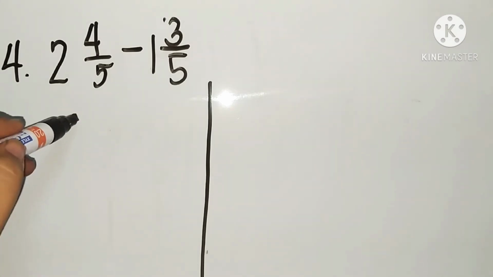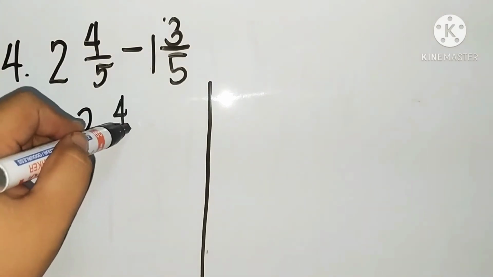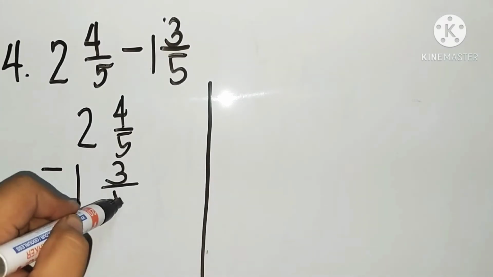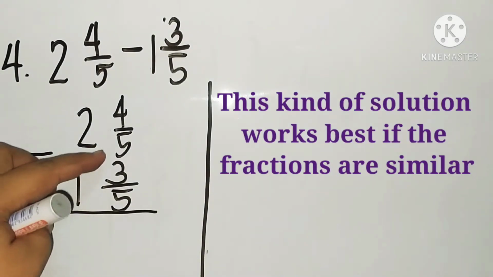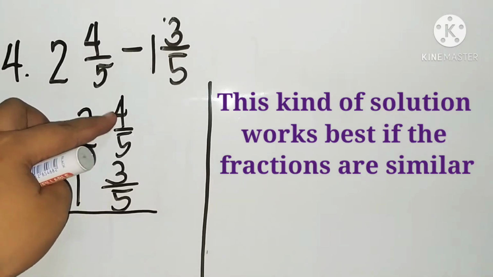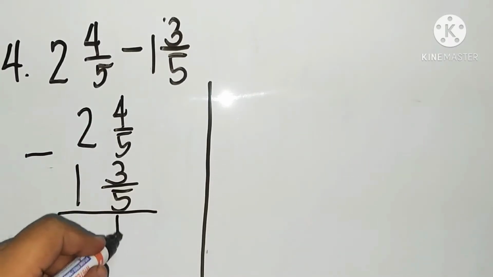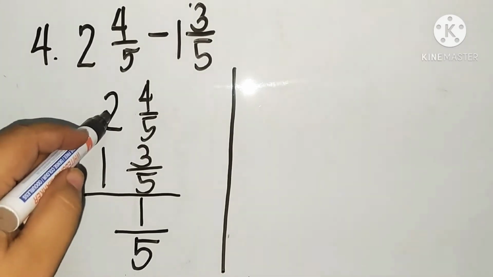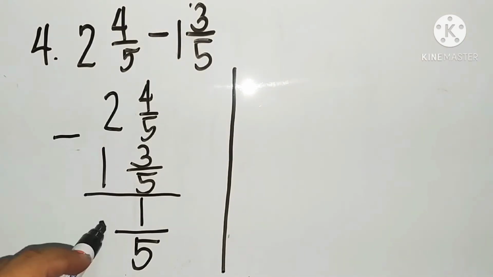Sa left side, magiging 2 and 4/5 minus 1 and 3/5. So, una, isubtract nyo muna yung fraction. So, 4 minus 3 is 1 over, copy the denominator, 5, and then the whole numbers. 2 minus 1 is 1. So, the answer is 1 and 1/5.